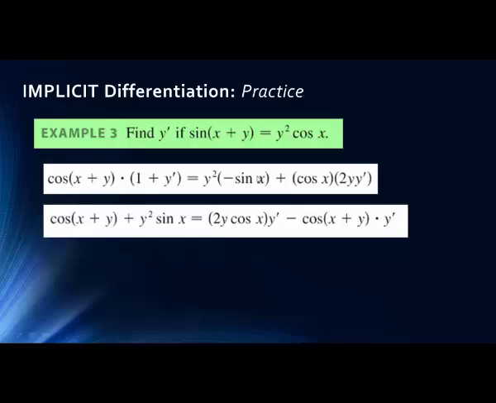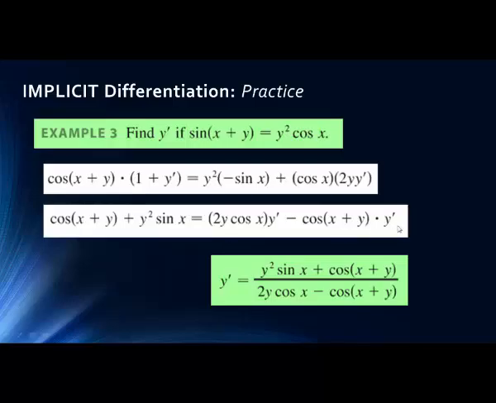I'm going to move my negative y squared sine x to the other side by adding it, and the cosine xy will just stay there, the 1 times the cosine xy. Okay. Now I'm going to factor out my y prime, and then I'm going to divide both sides by the things that are left. 2y cosine x minus cosine xy. 2y cosine x minus cosine x plus y. And that's the answer to this equation.